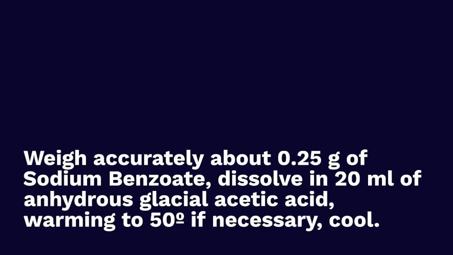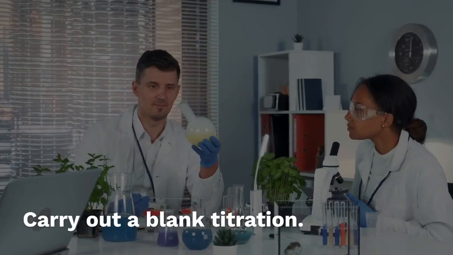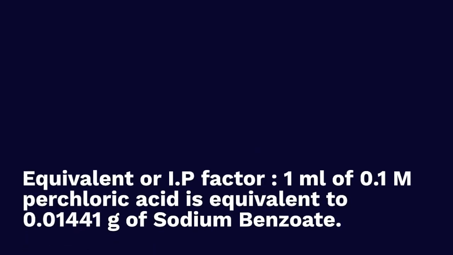Assay procedure. Weigh accurately about 0.25 g of sodium benzoate, dissolve in 20 ml of anhydrous glacial acetic acid, warming to 50 degrees if necessary, and cool. Titrate with 0.1 M perchloric acid, using 0.05 ml of 1-naphtholbenzein solution as indicator. Carry out a blank titration. Equivalent or I.P. factor: 1 ml of 0.1 M perchloric acid is equivalent to 0.01441 g of sodium benzoate.